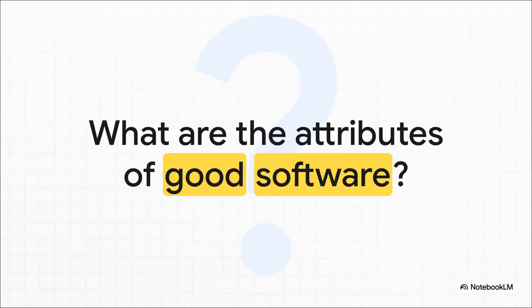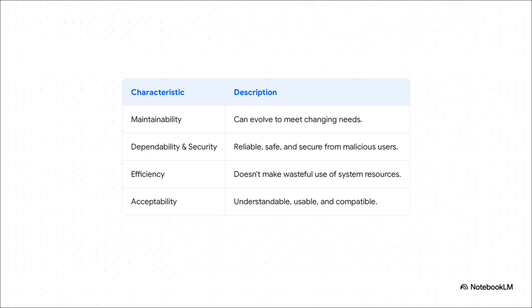So if it's not just about cramming in a ton of features, what are the things that actually make a piece of software good? Well, the experts really break it down into four main things. You've got maintainability, so it can change and grow. Then there's dependability and security, because you have to be able to trust it. Efficiency is key too, so it's not wasting your computer's resources. But that last one, acceptability, that's where we're going to live today.